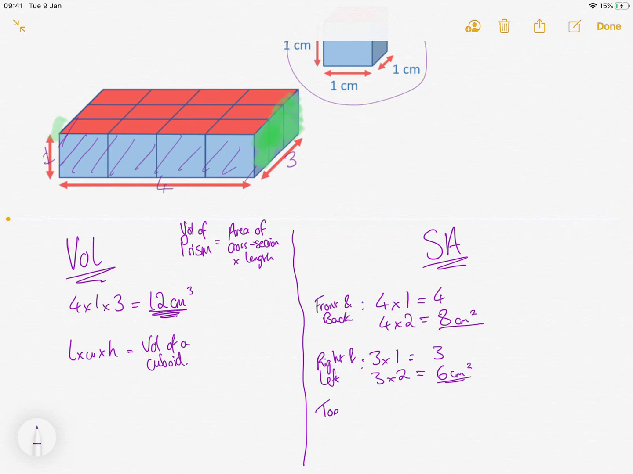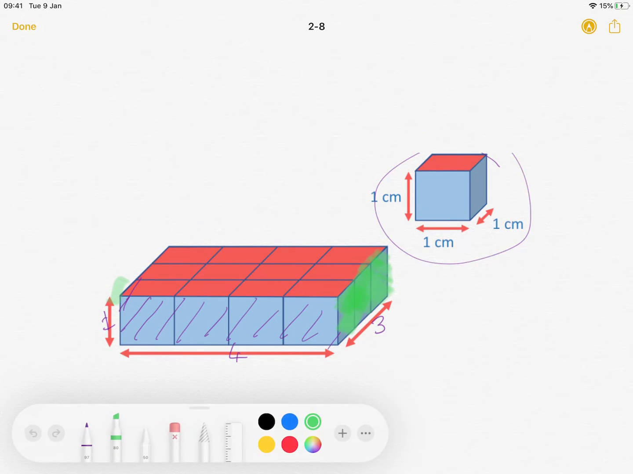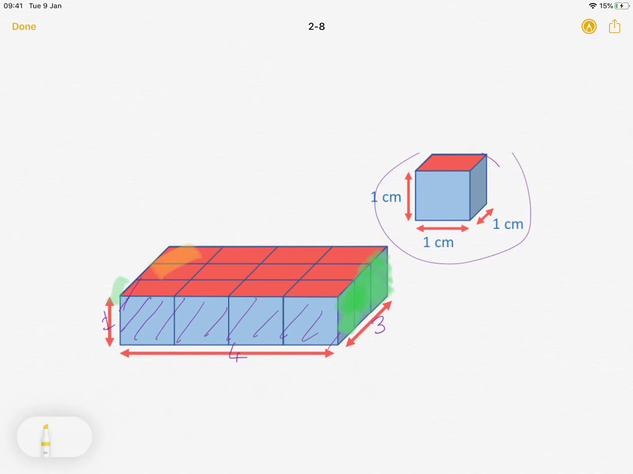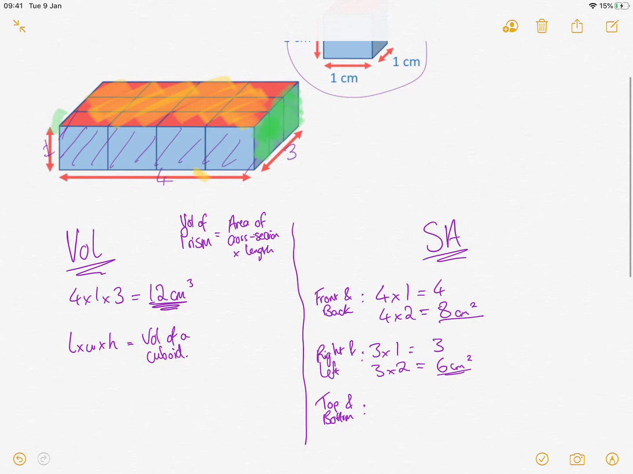Right, finally, top and bottom. Let's just mark on where the top face is like I did before. So my top face is this red one here that I'm highlighting in yellow. And then my bottom would be underneath it where I just made a mark there. So the top face is, well, it's a rectangle of 4 times 3, which is 12. And then I've got to times that by 2 because there's a top and the bottom. So that's 24 centimetres squared.